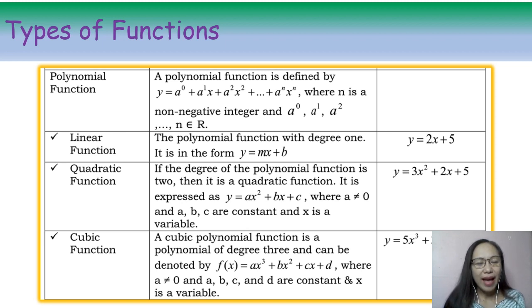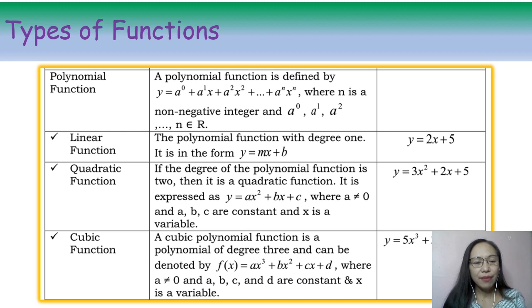The second one, we have the quadratic function. If the degree of the polynomial function is 2, that means the highest exponent is 2, then it is a quadratic function. It is expressed as y equals ax squared plus bx plus c, where a is not equal to 0, and a, b, and c are constants, and x is a variable. You have there under example, y is equal to 3x squared plus 2x plus 5.